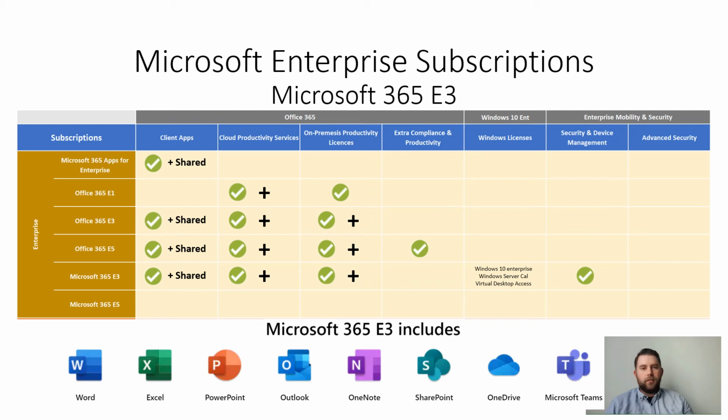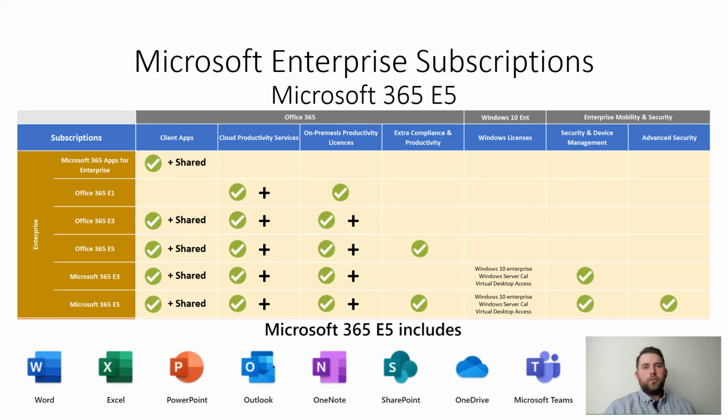So Microsoft 365 E3 equals Office 365 E3, plus Enterprise Mobility and Security E3, plus Windows 10 Enterprise E3. Microsoft 365 E5 equals Office 365 E5, plus Enterprise Mobility and Security E5, plus Windows 10 Enterprise E5. The E5 subscription adds a few additional security features compared to the E3 subscription, such as Azure Advanced Threat Protection, Cloud App Security, and Windows Defender Advanced Threat Protection.